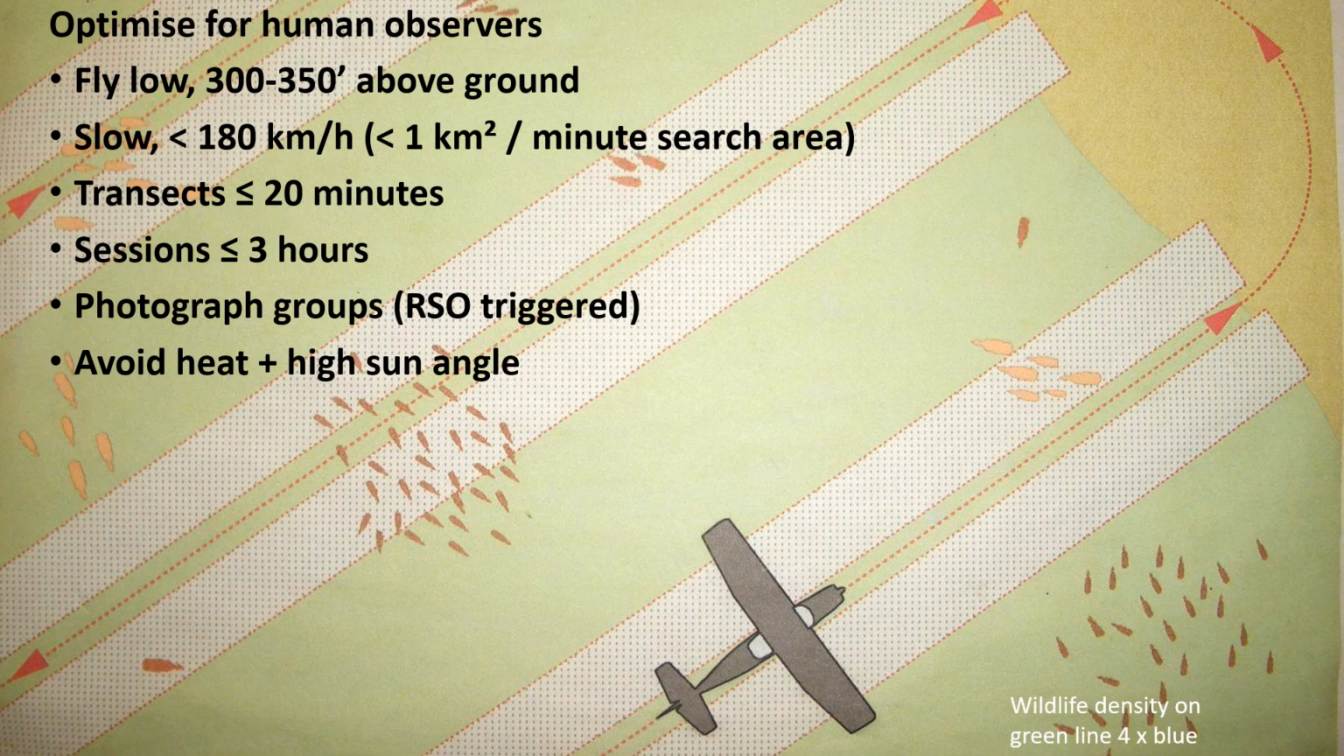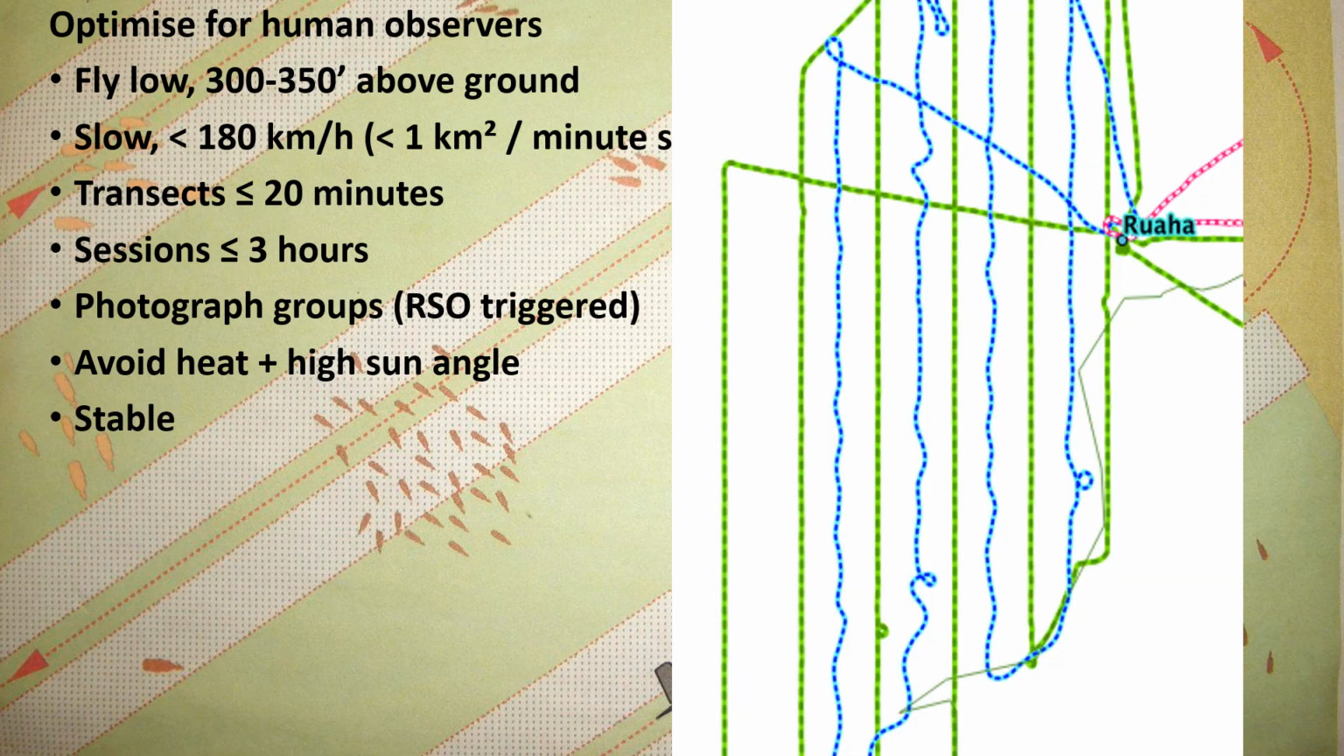We have to avoid the heat of the day because animals tend to hide under cover when we're in high sun angle, but very, very low sun angle in the early morning causes problems as well with very, very long shadows. We need to keep the aircraft as stable as possible. So, for example, in these transects that were being flown in Ruaha, the blue pilot's transects had 1/4 the number of animals that were seen on the green transects. And of course, we reflew those transects. The stability is another really important factor.